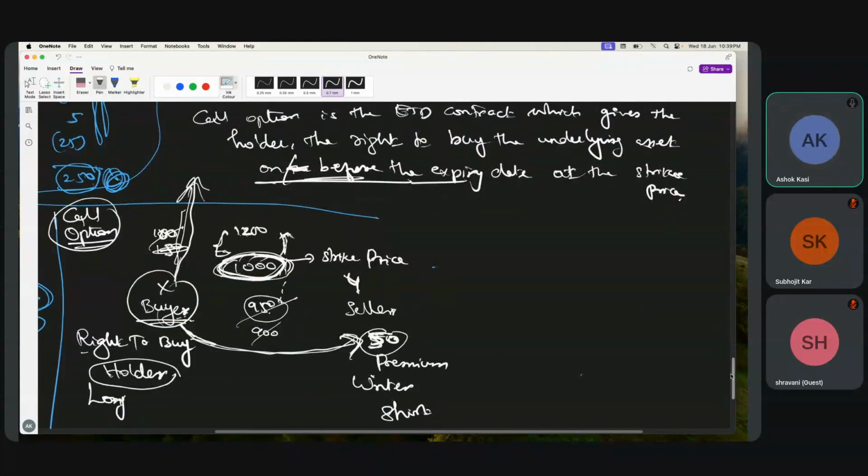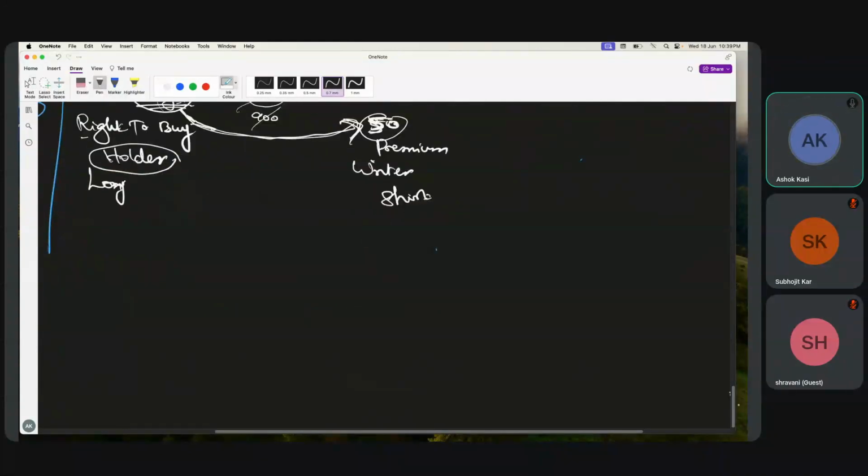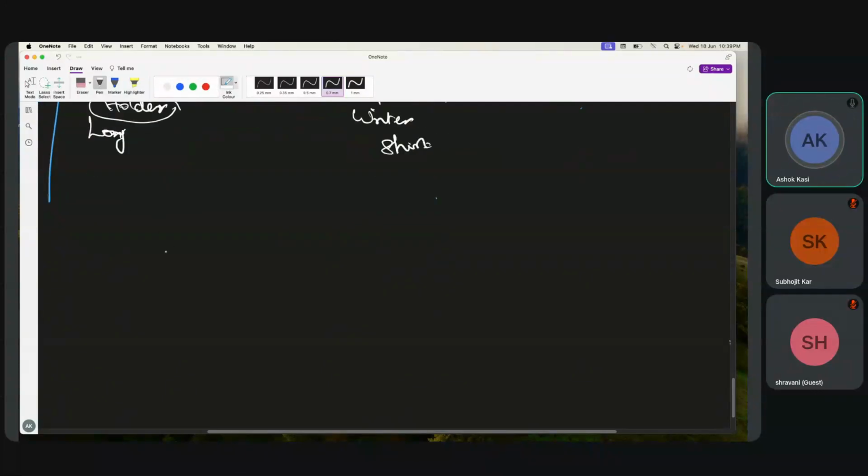Okay, so let's do some exercises here to see if you have understood better. That is X, that is Y. 100 is the strike price. Strike price means agreed price between them. This strike price is also called the exercise price.